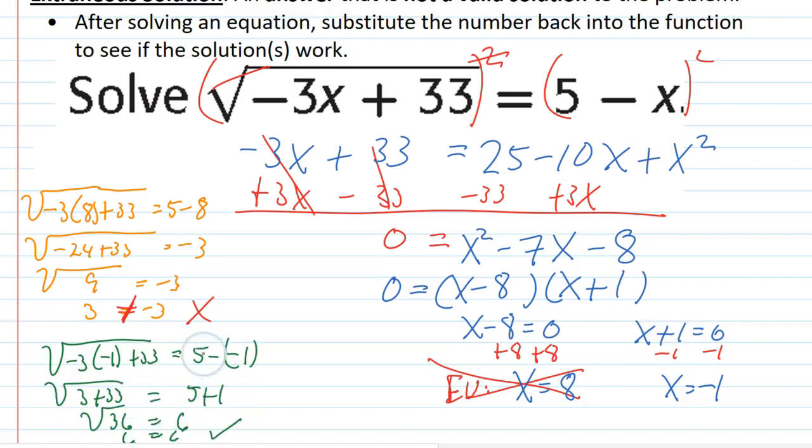Make sure you watch your negative signs, and when you work this out, you get 6 equals 6. Is that a true statement? Yes, it's a true statement. So our one and only answer is x is equal to -1. Always check for extraneous solutions.